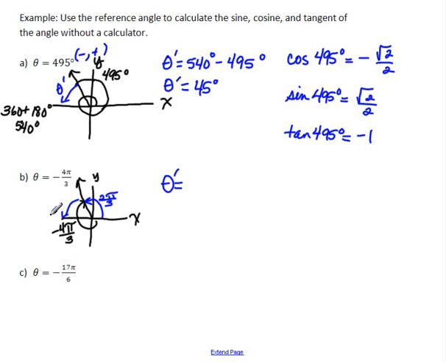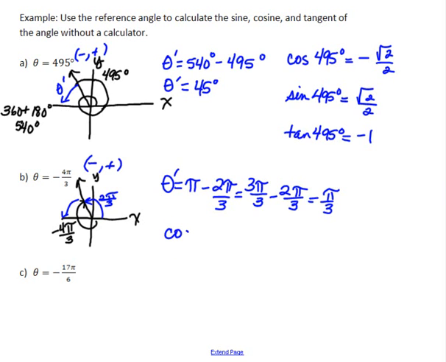Theta prime is going to be pi minus 2 pi over 3. And that's going to be 3 pi over 3 minus 2 pi over 3, which would be pi over 3. So that means that the sine, cosine, and tangent of negative 4 pi over 3 are the same as the sine, cosine, and tangent of pi over 3, except for the signs. So we need to think about this. Again, in quadrant 2, the cosine will be negative and the sine will be positive. So the cosine of negative 4 pi over 3 is going to be the opposite of the cosine of pi over 3.